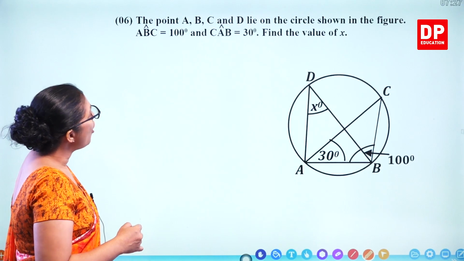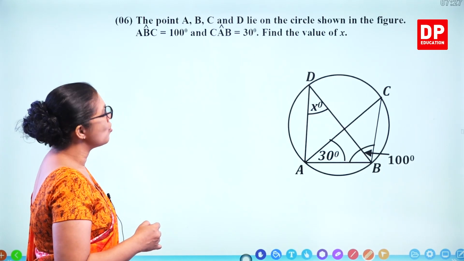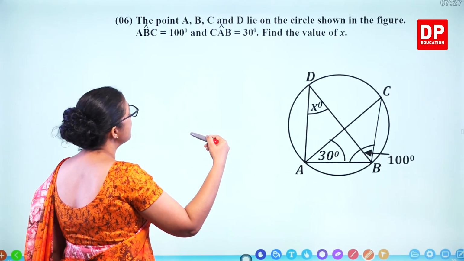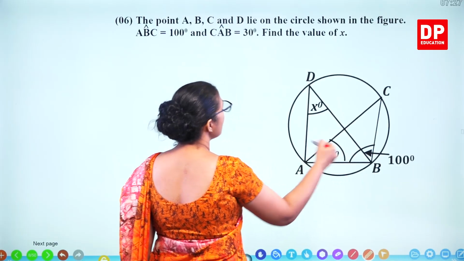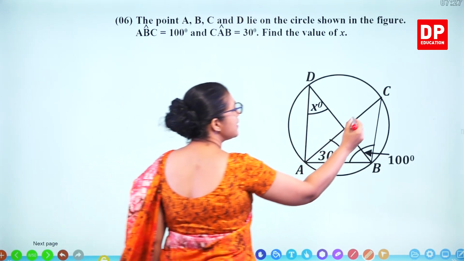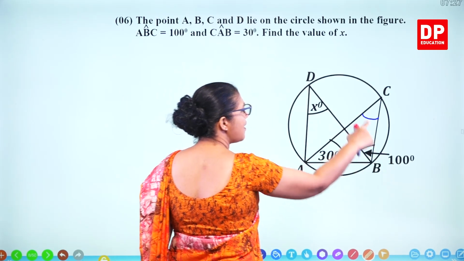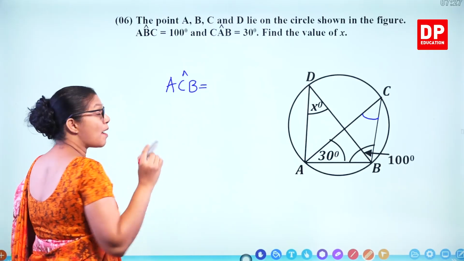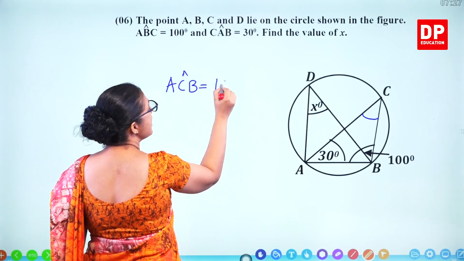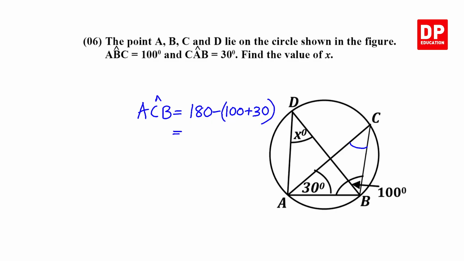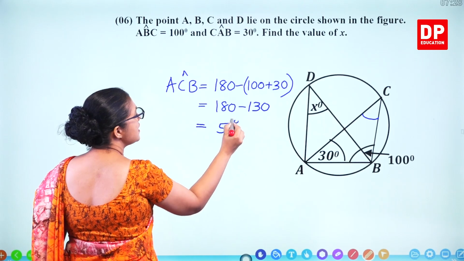Question number 6. The points A, B, C and D lie on the circle shown in the figure. This angle is 100 degrees and CAB 30 degrees. Find the value of x. Now look at ABC triangle. So what is this angle? This is 30. This is 100. So we can find ACB angle using the sum of angles in a triangle. So 180 minus 100 plus 30. So when you simplify, when you add these, you get 130. So 50 degrees for this angle.